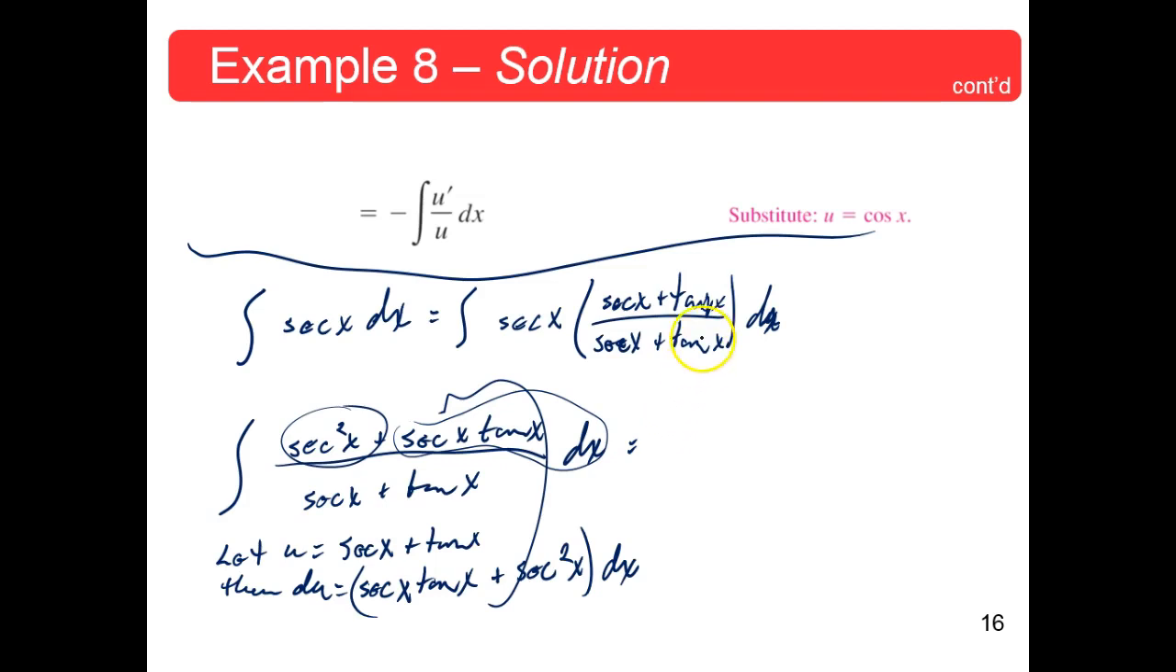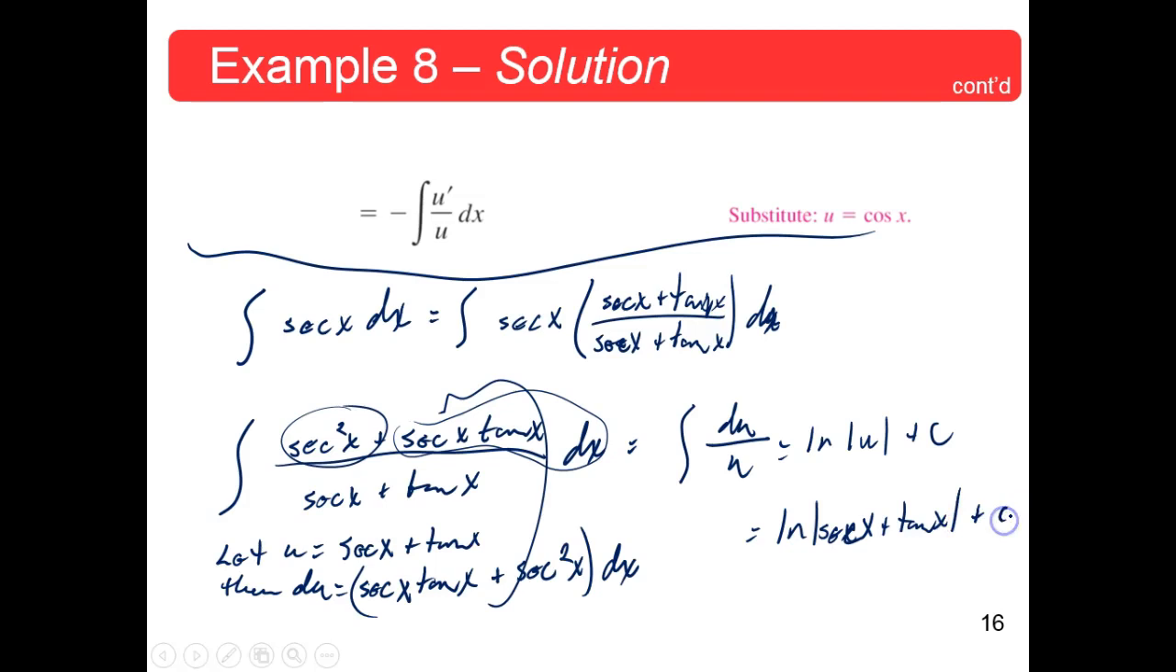So what we have is the integral of du over u. And what would that be? Log absolute value u. And that, if you plug in what u is, that would be, oh, and plus c, by the way. Log of absolute value secant x plus tangent x plus c.